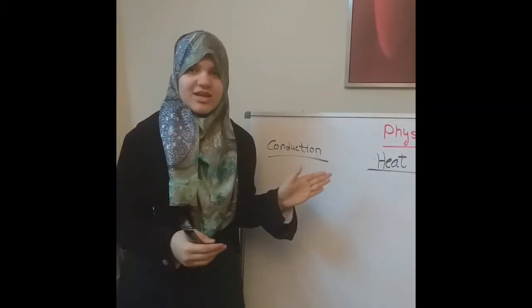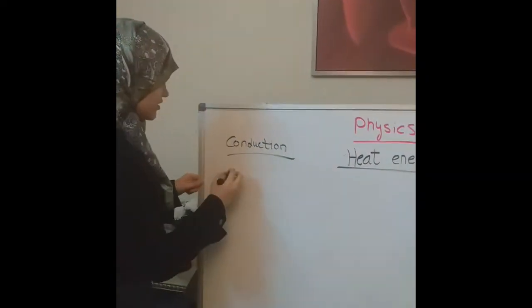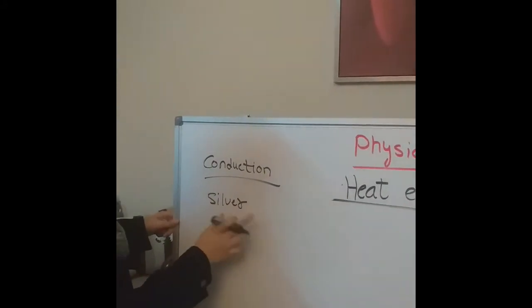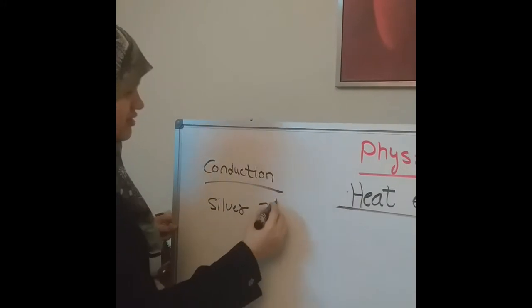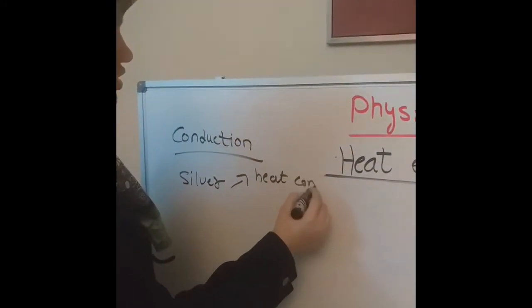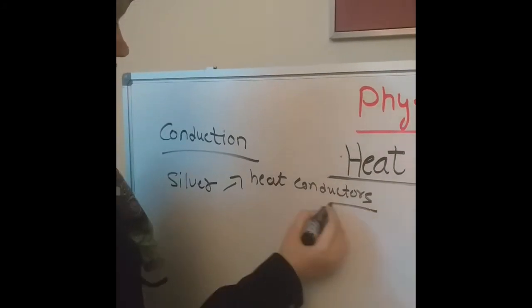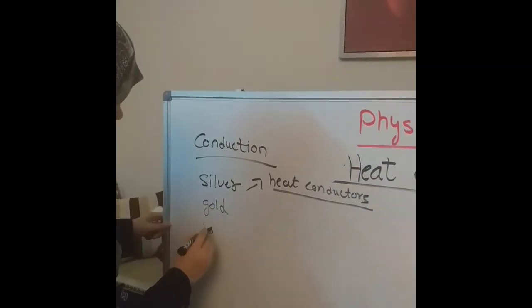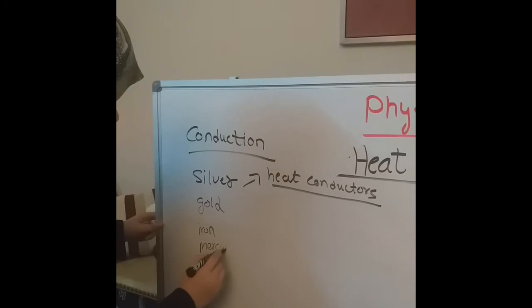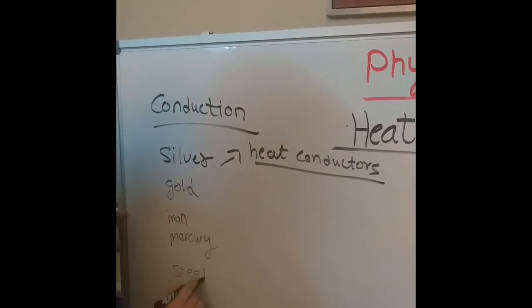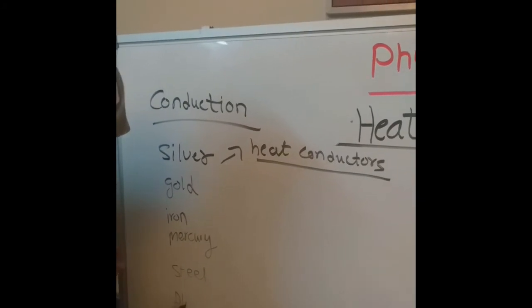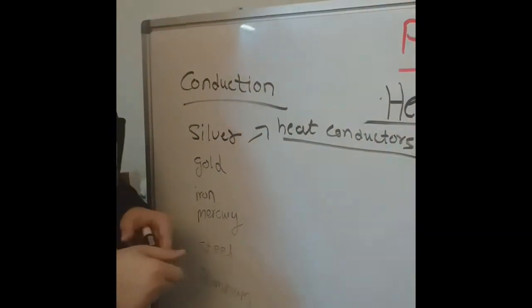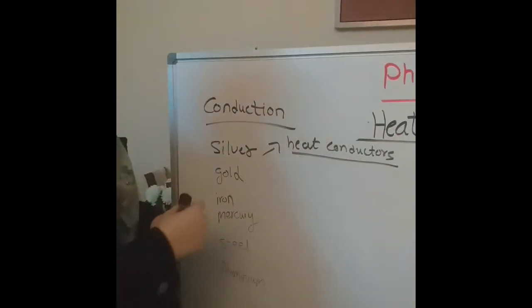Some examples of heat conductors, which are good conductors of heat: silver, gold, iron, mercury, steel, and aluminium, and other things.